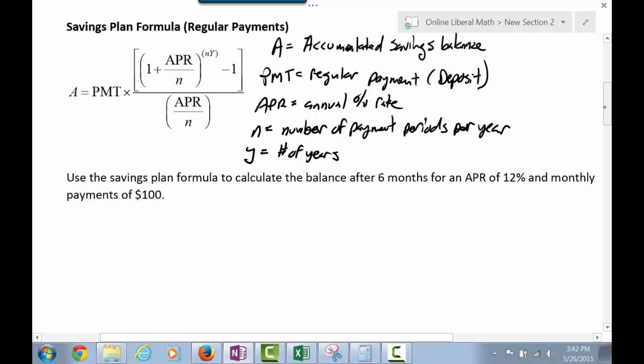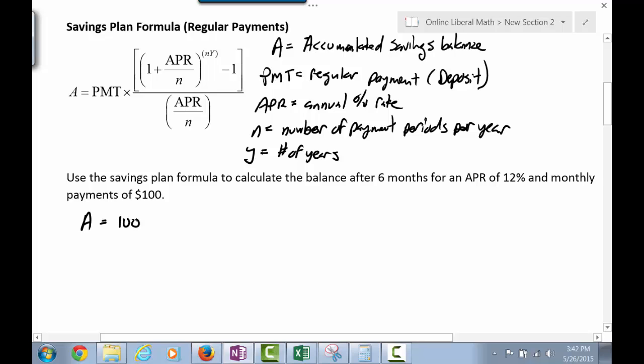So we use a savings plan formula to calculate the balance after 6 months for an APR of 12% and a monthly payment of $100. So I would like to know at the end of 6 months how much money's in my account if I plan on just putting $100 in each month and I earn 12% interest per year. Okay, so we'll set this formula up.